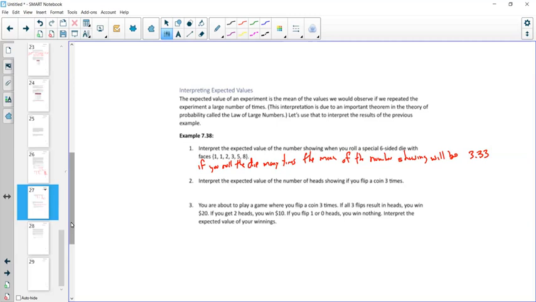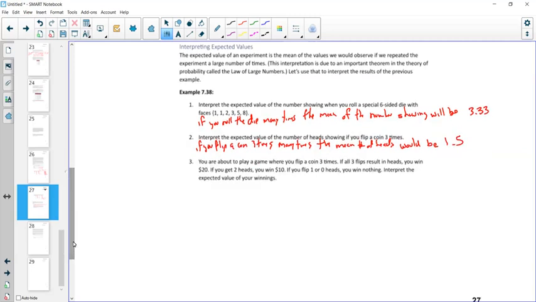Okay, interpret the expected value of the number of heads showing if you flip a coin 3 times. If you flip a coin 3 times, many times, the mean number of heads would be 1.5.